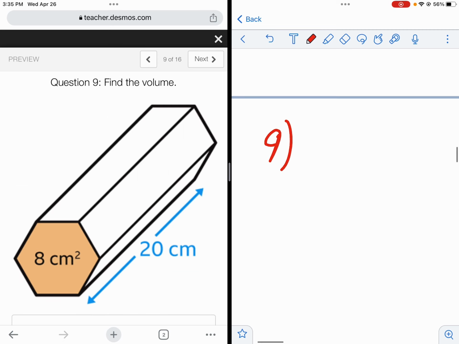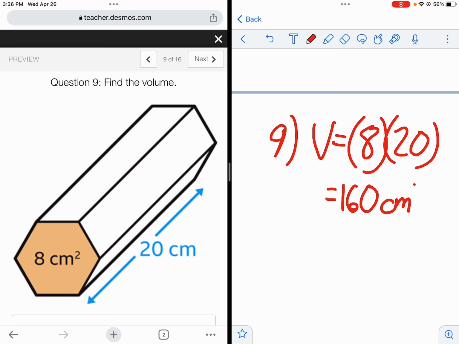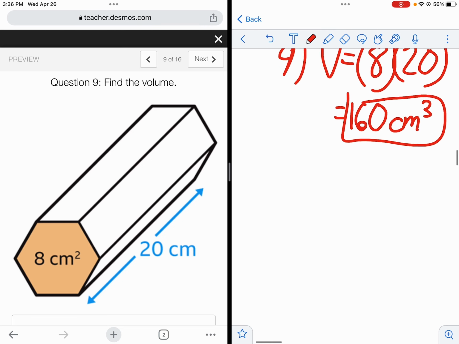Number 9. We're getting there, peeps. It gives me that my area of my base is 8, multiplied by the distance between them, or the height, is 20. That's just going to give me 160 centimeters cubed for my volume. Easy peasy.